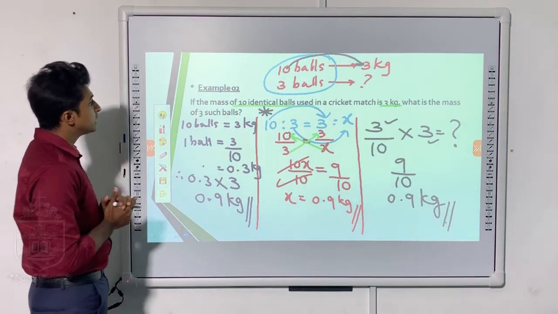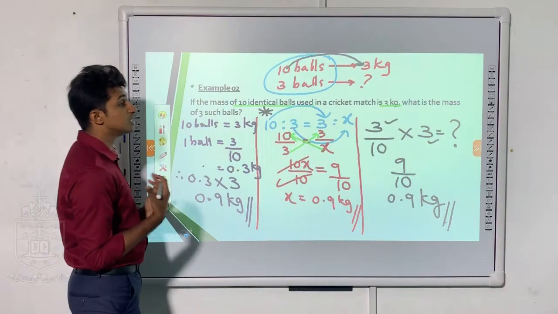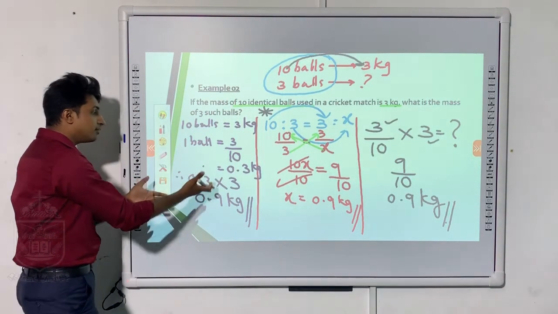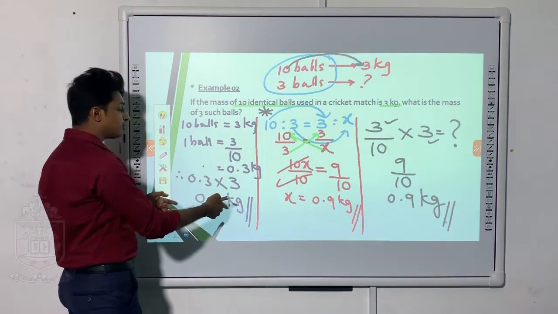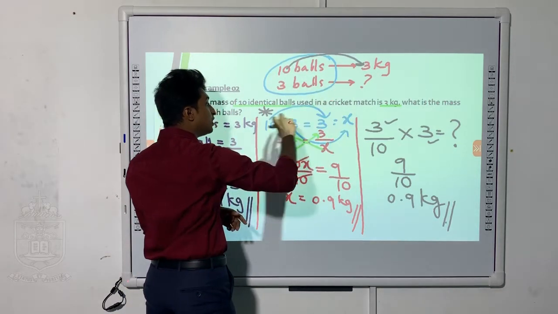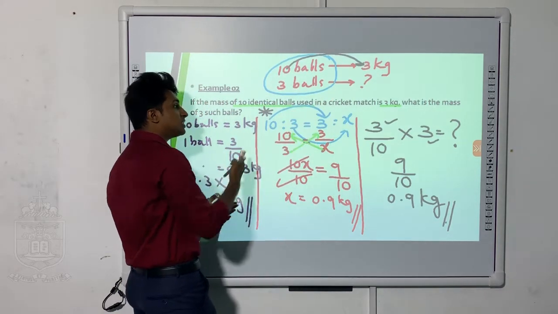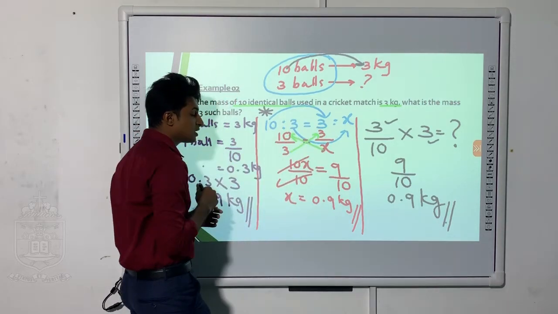So again, the mass of 10 balls is 3 kg. Then you're asked to find the mass of 3 such balls. I have used the unitary method. In the unitary method, I have found the value for 1 ball and taken it for 3. In the definition method, I have taken the two values into ratios. The problem is I can't get a direct relationship, so I have taken two fractions.